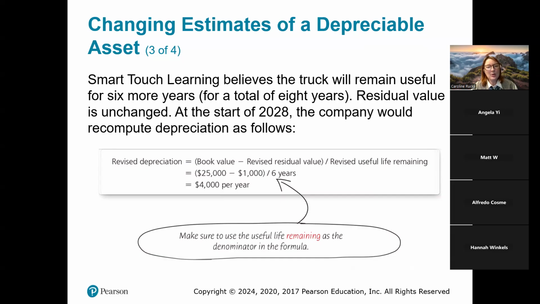So what do they do now? They take that 25,000 book value that's left on that truck, they subtract out the $1,000 in residual value, and then they divide that by the 6 remaining years that this truck is going to have. And now they're only depreciating it for $4,000 a year. Does that make sense? We realize, whoop, this thing's going to last longer, and we start at that moment with the new depreciation value.